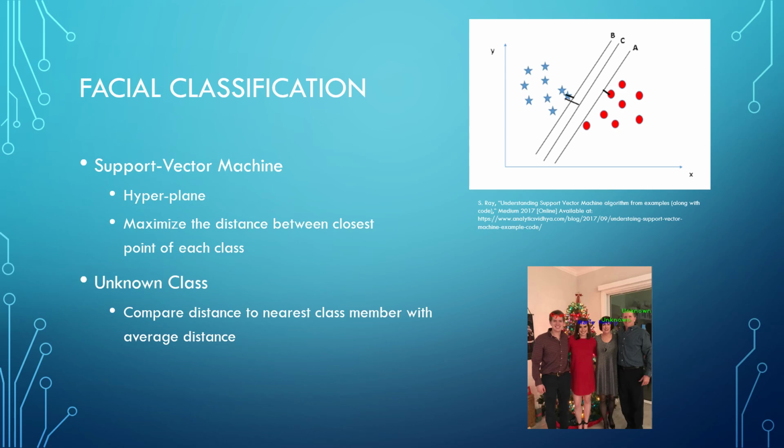So this process actually works very well. As you can see here, a Christmas picture from my family this year. It correctly categorized myself, my sister, and my parents, who I did not train for. It noticed that they were neither one of us and said they're both unknown.